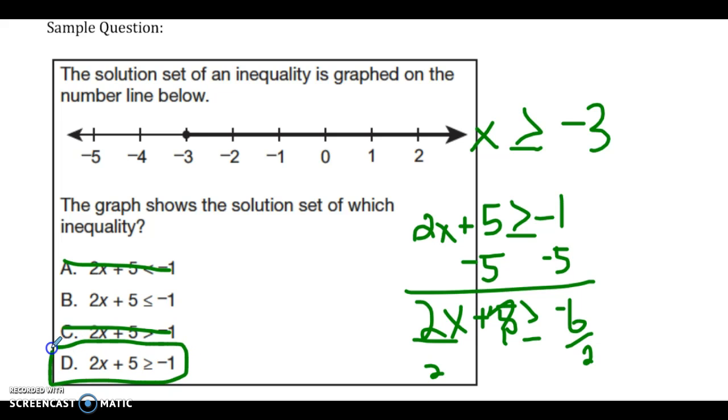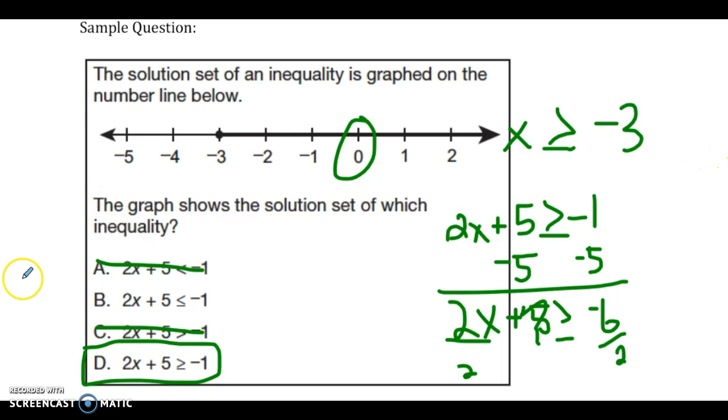The other thing we can do is look at our solution set, and notice 0 is included in this solution here. So you could plug in 2 times 0 plus 5 should be greater than or equal to -1. That works. In D, it does not. 2 times 0 is still 0. Plus 5 is not going to be less than or equal to -1. So we can also eliminate B from that.